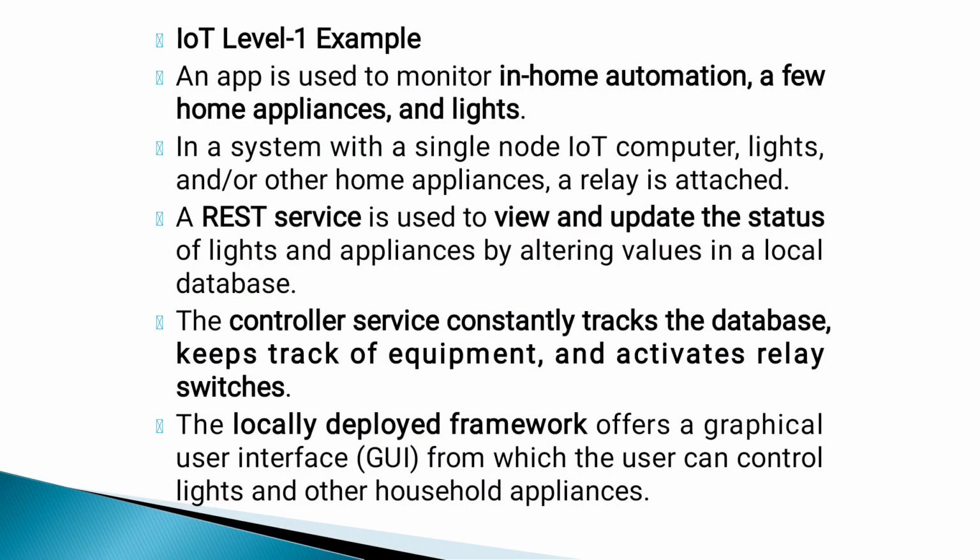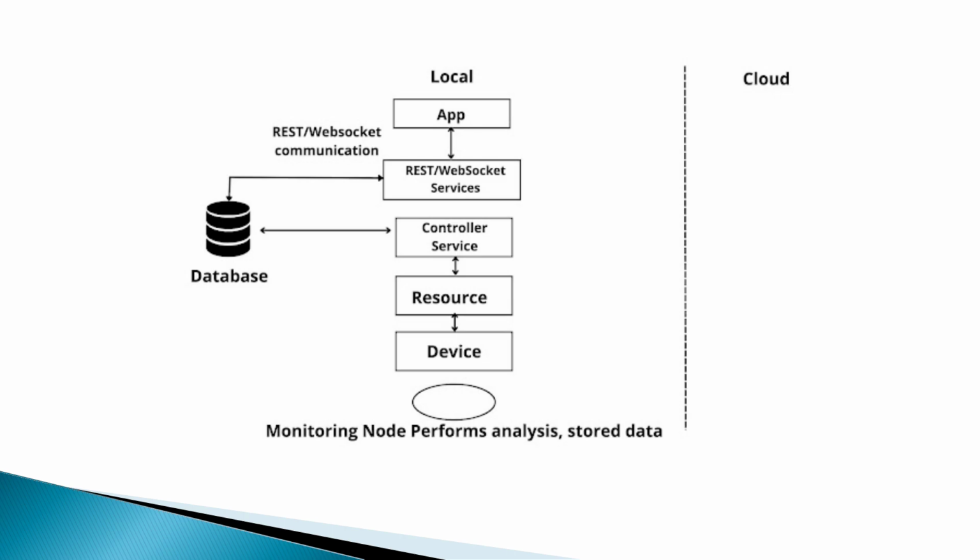So this is the example of the IoT level 1 in home automation. A few home appliances and lights are connected. Here the REST service is used to view and update the status. The controller service constantly tracks the database, and the locally deployed framework offers the graphical user interface from which the user can control lights and other household appliances. So this is the diagram for the IoT level 1.